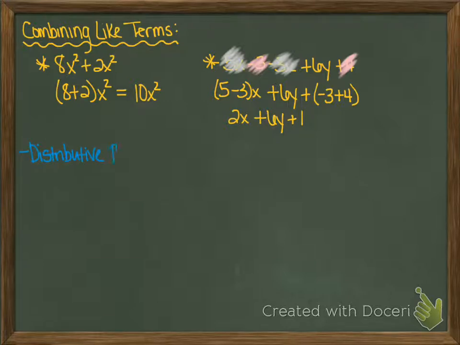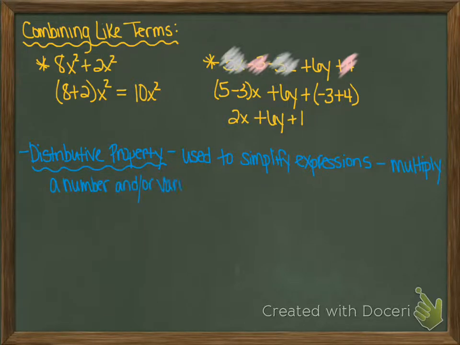So let's talk about the distributive property. I know in section 4 we covered a lot of properties, and this is a property we did not cover because we weren't quite ready for it yet. So the distributive property is used to simplify expressions. When we use the distributive property, we're going to multiply a number and/or a variable throughout the parentheses. Okay? So let's see what that means.